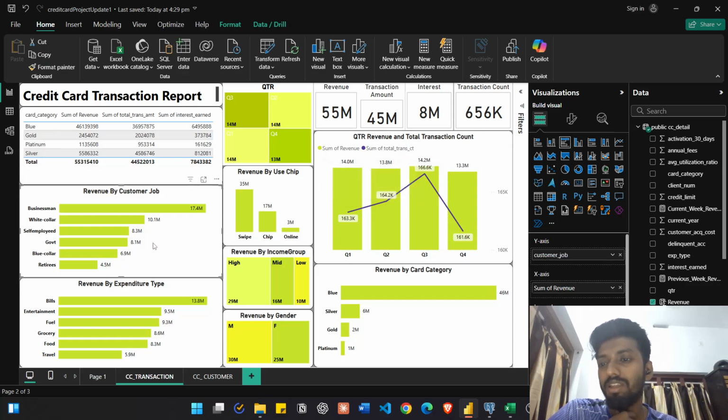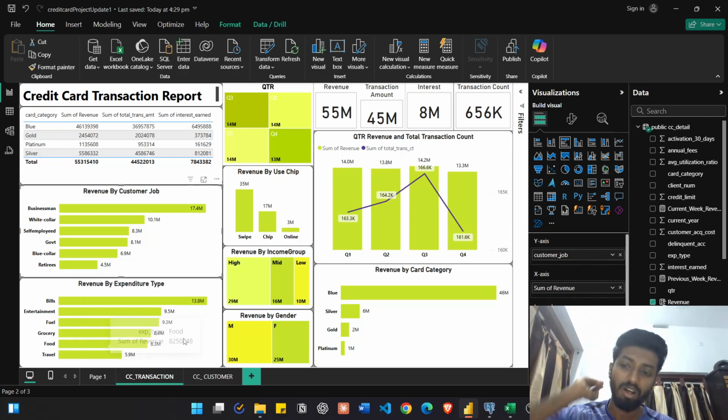And here we could see the revenue generated by the customer's job. A majority of the revenue has been generated by businessmen, which is close to 17.4 mil. Then we have white collar jobs, self-employed, government. This is all moderate. Then we have revenue by expenditure type.